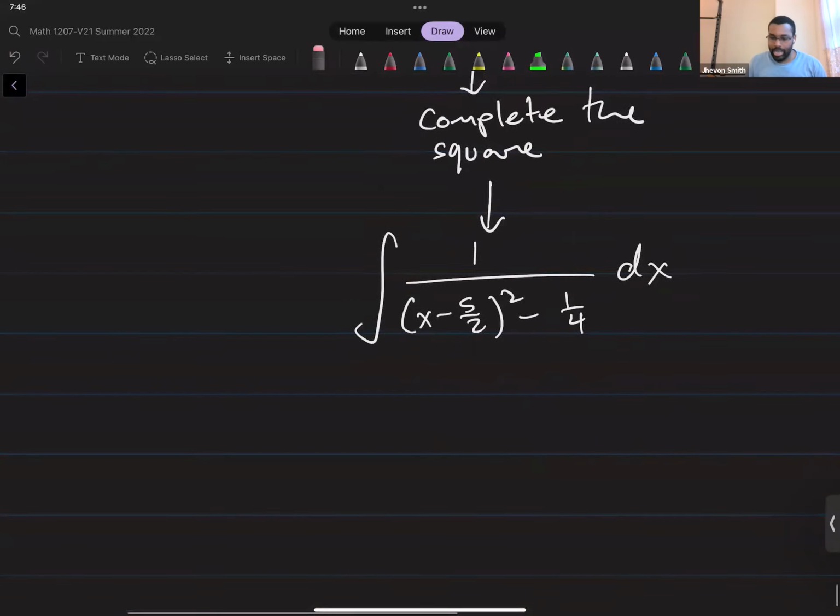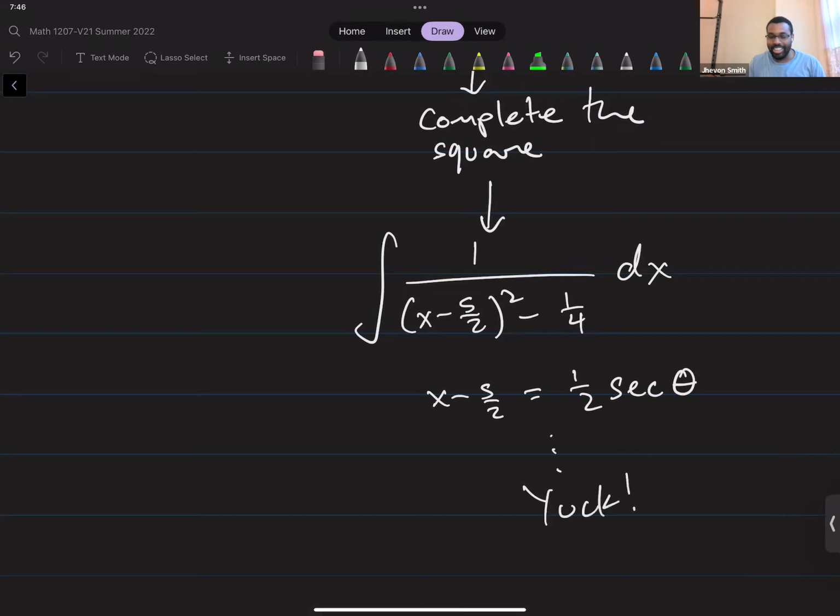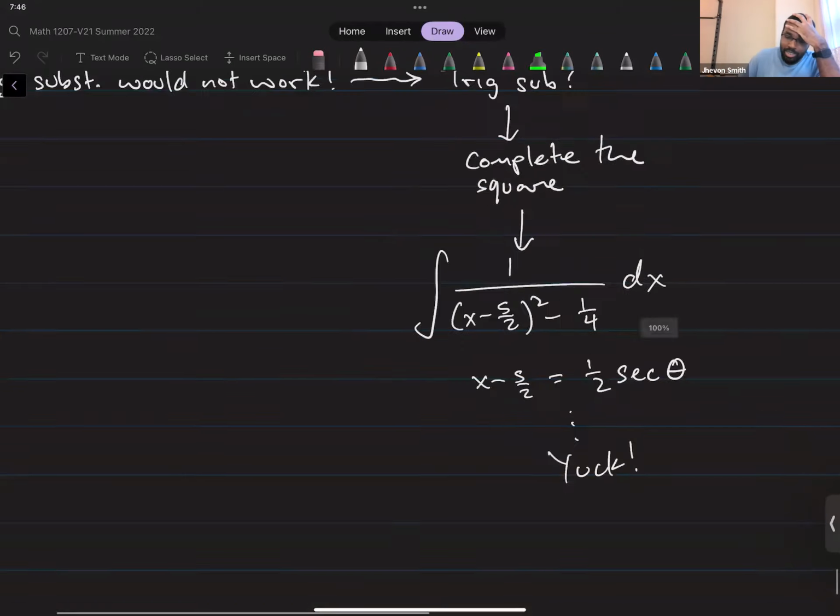And so then you're going to have, okay, so it's x minus 5/2 is equal to 1/2. It's x minus, okay, so that's going to be a secant. And then it's like, yuck, right? So you're doing trig sub and there are fractions all over the place. It's really annoying.